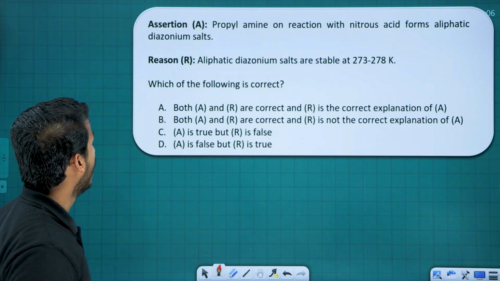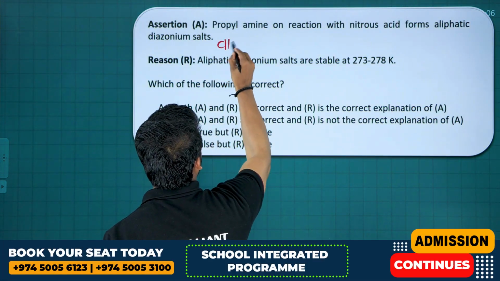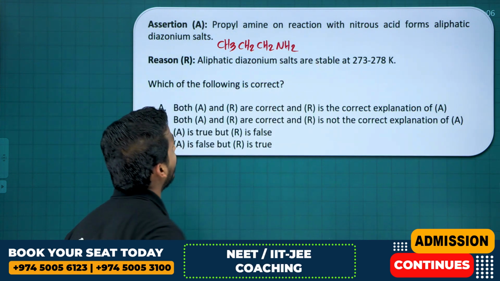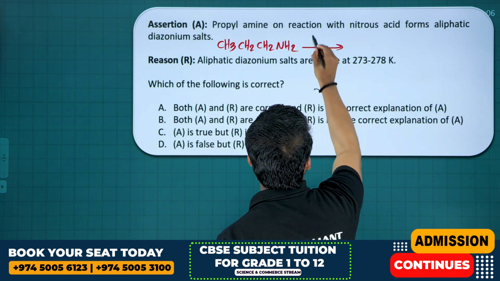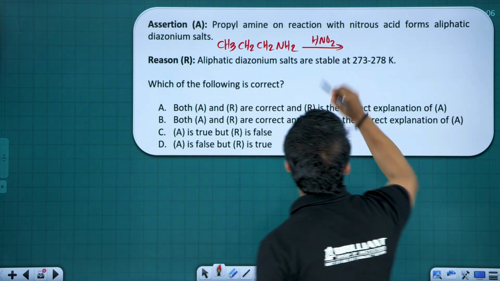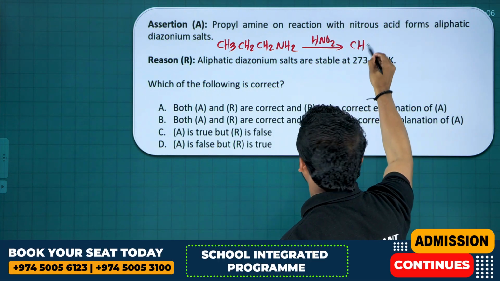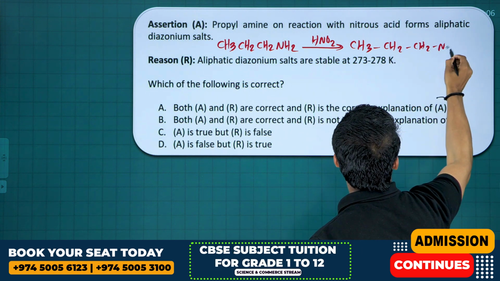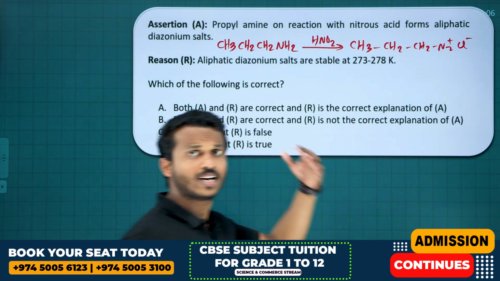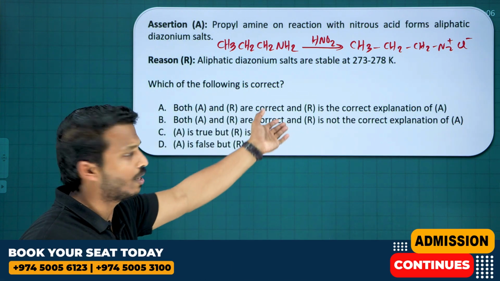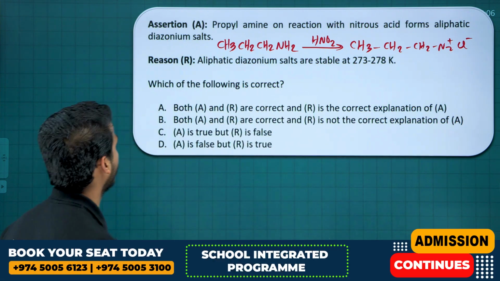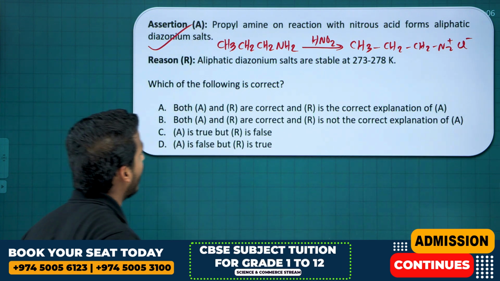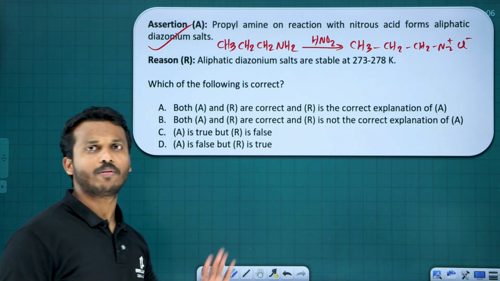Next one. Assertion: propylamine. What is propylamine? CH3CH2CH2NH2. Propylamine on reaction with nitrous acid, HNO2, forms an aliphatic diazonium salt. What is an aliphatic diazonium salt? N2 plus and Cl minus. It's actually unstable at high temperature, so it immediately reacts with water and forms alcohol. Yes, that's correct. Reason: aliphatic diazonium salts are stable at 273 to 278 Kelvin.